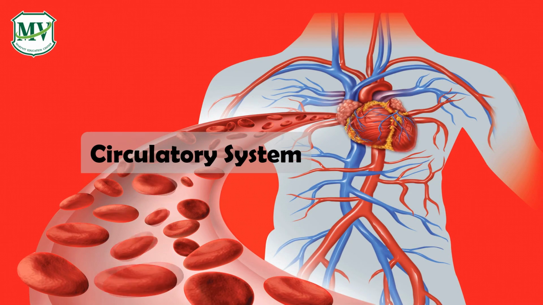All the cells in our body need nutrients, oxygen, and water. Carbon dioxide and other waste materials produced by the cells must be removed. How does our body do these processes? Do you have any idea? Now let's move on to find out.